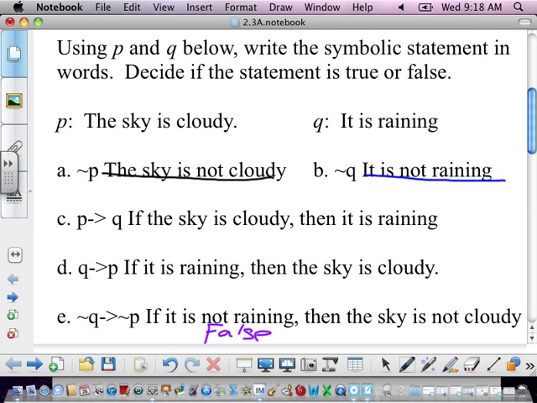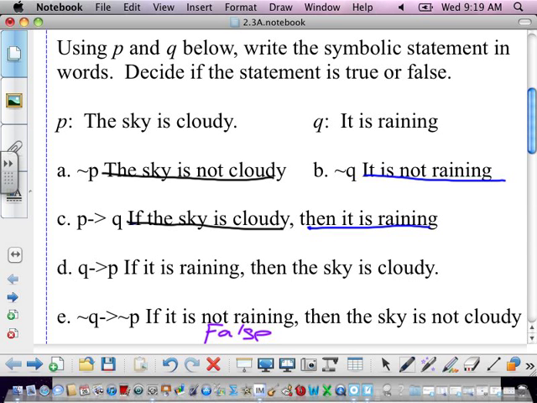So for C, we're going to make a conditional statement. That's what P to Q means. Since it goes P to Q, we know P goes first. So if the sky is cloudy, then it is raining. Makes sense, right? Not at all. You don't understand that P is the sky is cloudy and Q is it's raining? We get that part? Yeah.